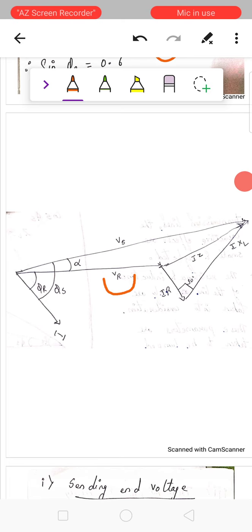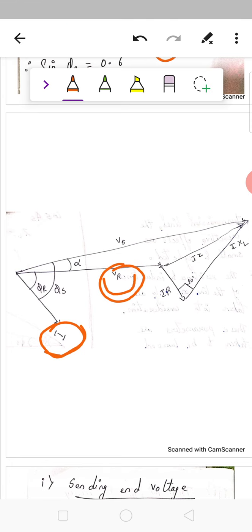With respect to the reference, the second thing I draw is my current phasor. As I know, it's an inductive circuit in which I have resistance also. In a resistor, voltage leads current, or current lags voltage. So I have drawn the current lagging voltage VR by an angle phi r. So these two I have drawn first.